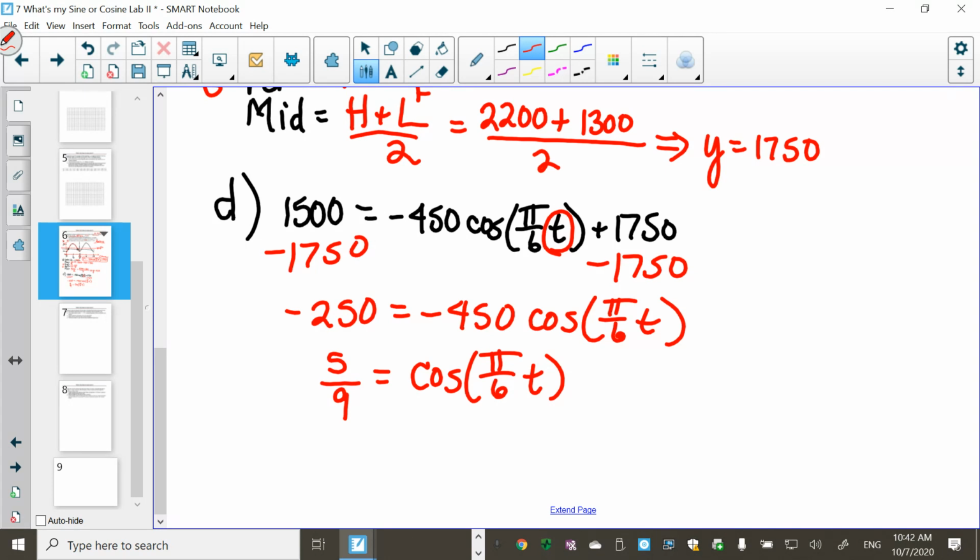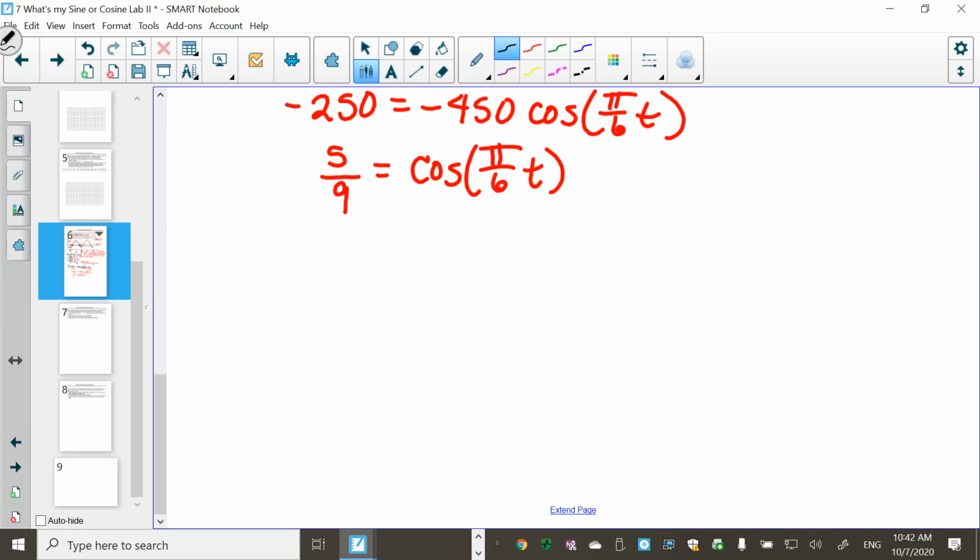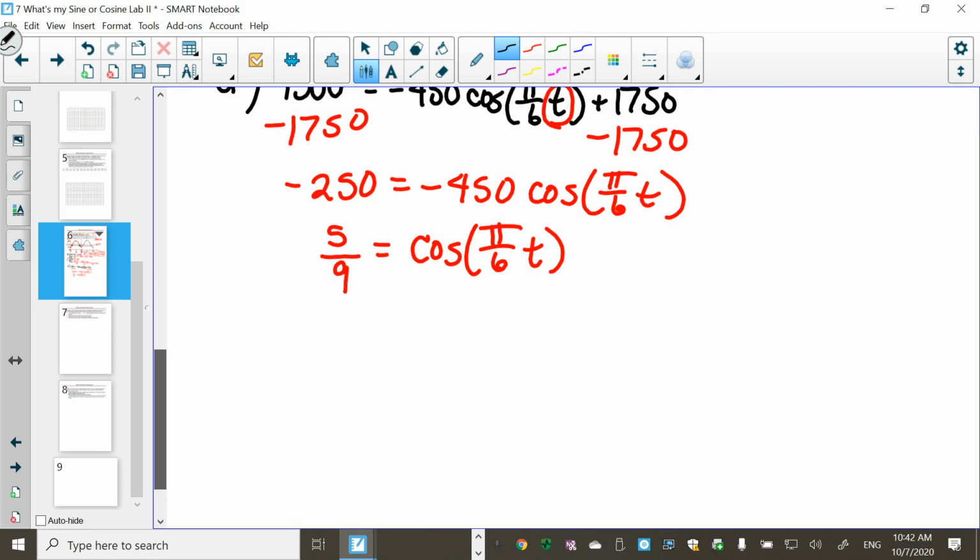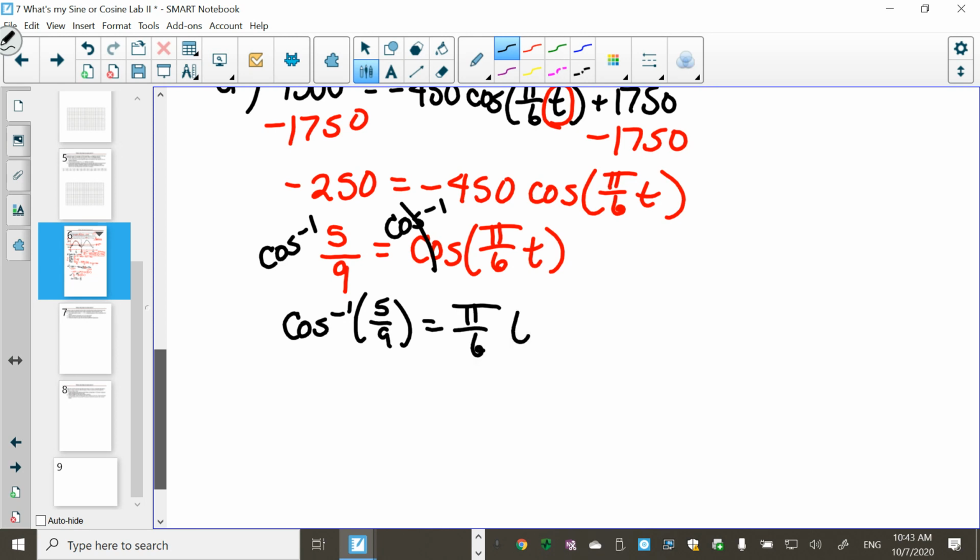Now, here is no more normal math. I have to solve for t. T is inside there, so the only way to undo a cosine is inverse cosine. So I've got to do inverse cosine. This is where I'll have somebody with perfect work have the wrong answer because they had it in degrees. So I say, thanks for playing. The inverse cosine of 5/9 equals pi over 6t.